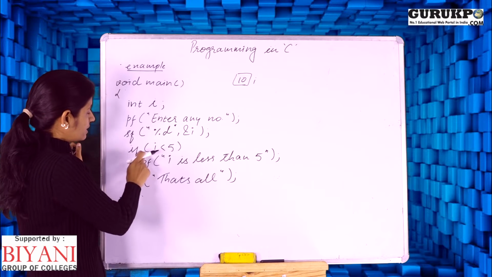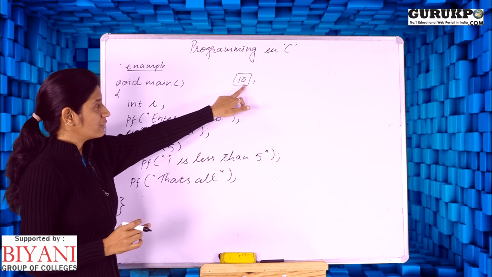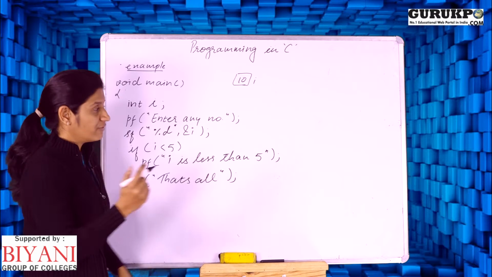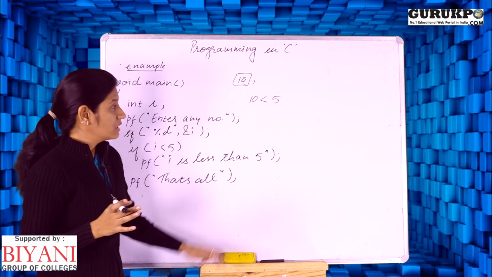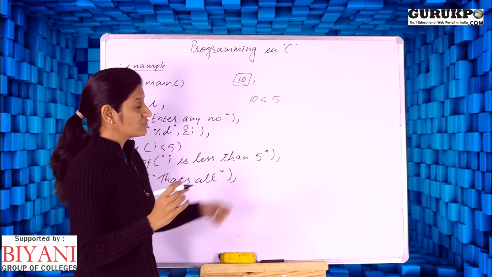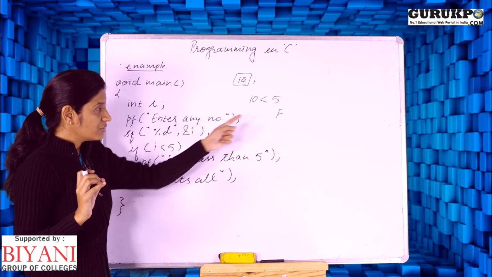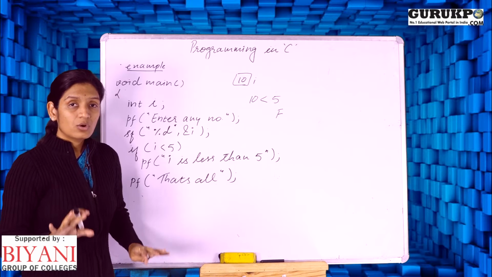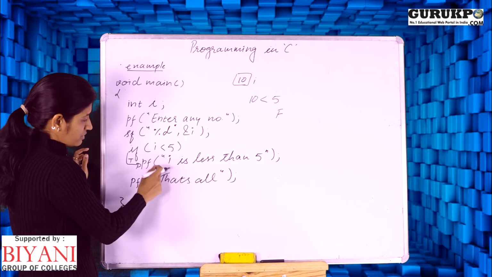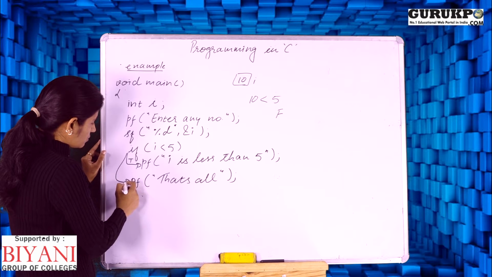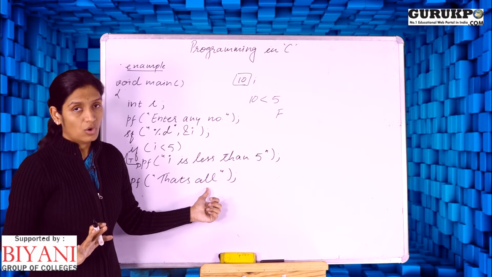Now we will check the condition in if: if I less than 5. The value of I is what? 10. Is 10 less than 5 true or false? We can see 10 is not less than 5, so this condition has become false. I said if the condition is false, the statements will be omitted. So instead of going to this printf statement, we will move to the next statement, and the output of this program will be just that's all.